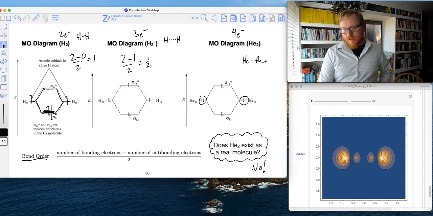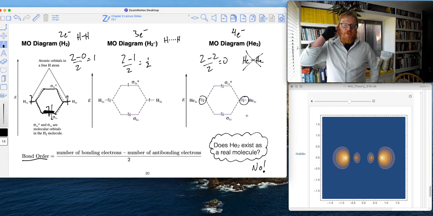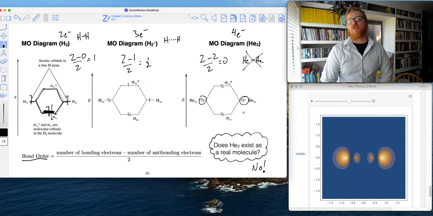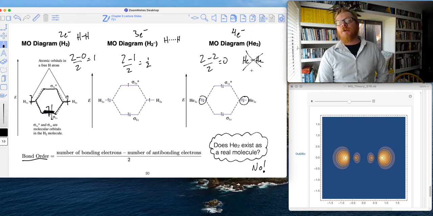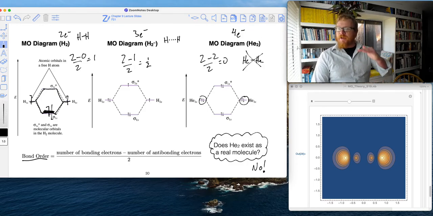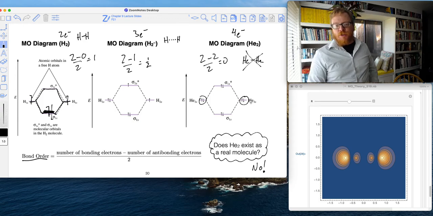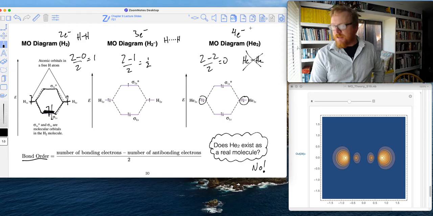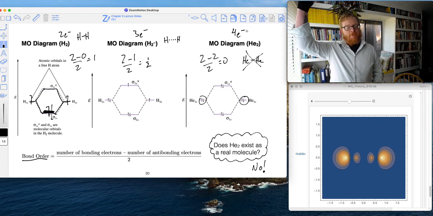So what about helium bonded to another helium? Well, as you can see right now, that would go as 2 minus 2 divided by 2, and that equals 0. So nope, cannot exist. And if you think about it, if we were to repeat this exercise for all of our other noble gases, so if we build up these MO diagrams to go up the ladder, from 1s to 2s, to 2p, to 3s, and so on and so forth, okay?